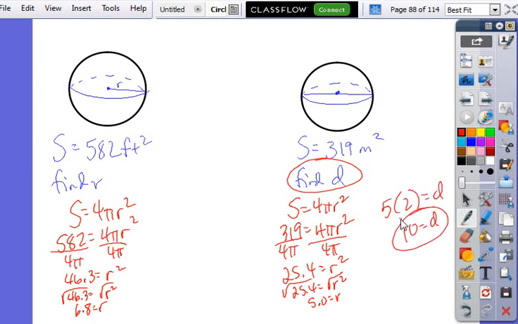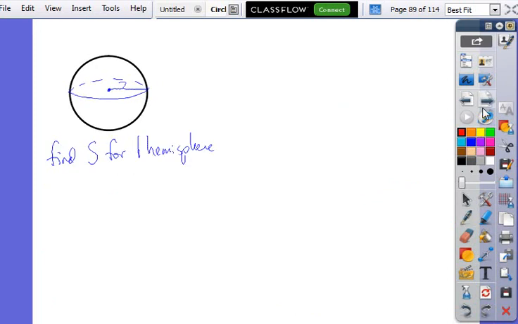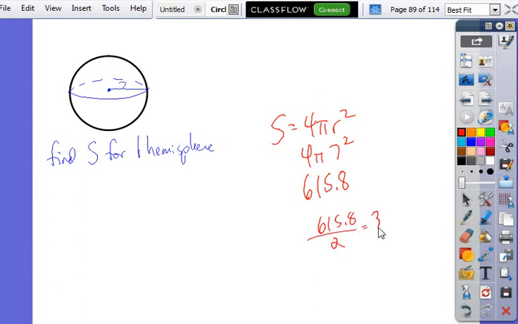All right, this one says find surface area for one hemisphere. So we're going to start and do the same thing. Surface area for the whole sphere. So this would be 4 pi 7 squared, and that answer is 615.8. All right, so that's the whole sphere. Well, I don't want that. I want a hemisphere, which is half of that. So I'm going to take that 615.8 and divide by 2. You get 307.9. So if it asks for a hemisphere, the surface area, we're going to do the whole thing and then cut that answer in half.